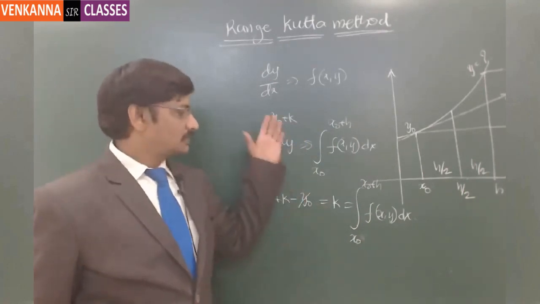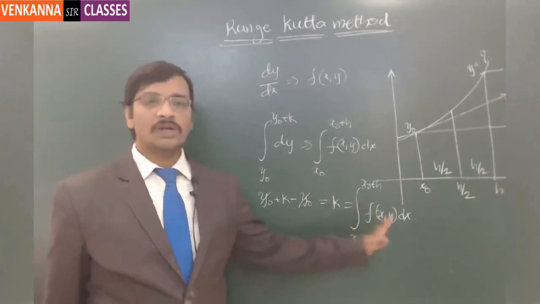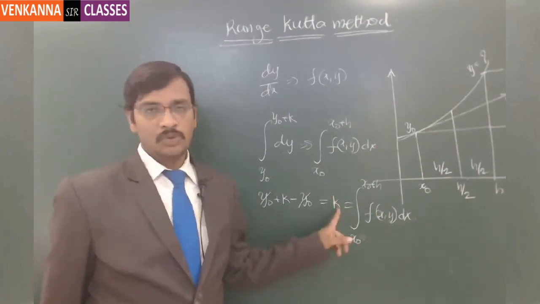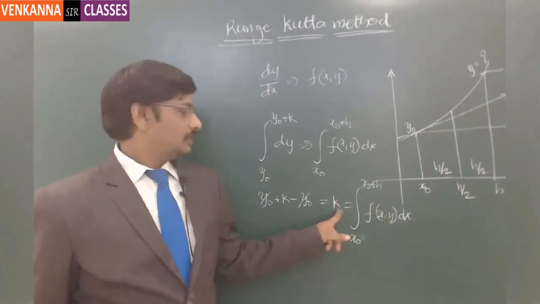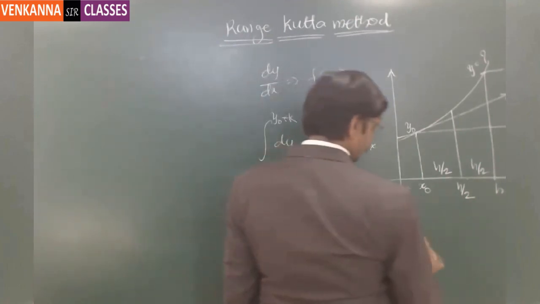From this derivation, we can understand that if you are able to find this integral value, you will know the increment value k. This integral value we will solve with the help of Simpson's one-third rule.